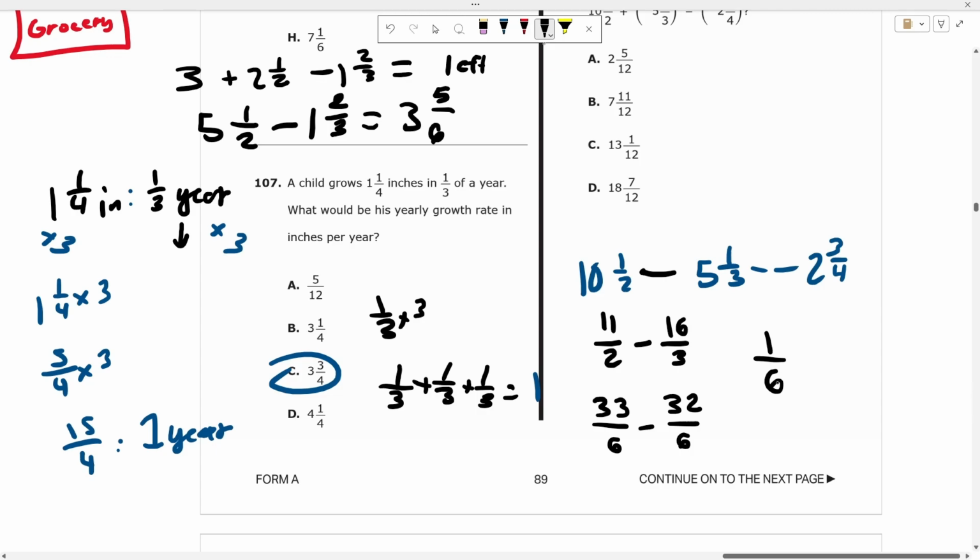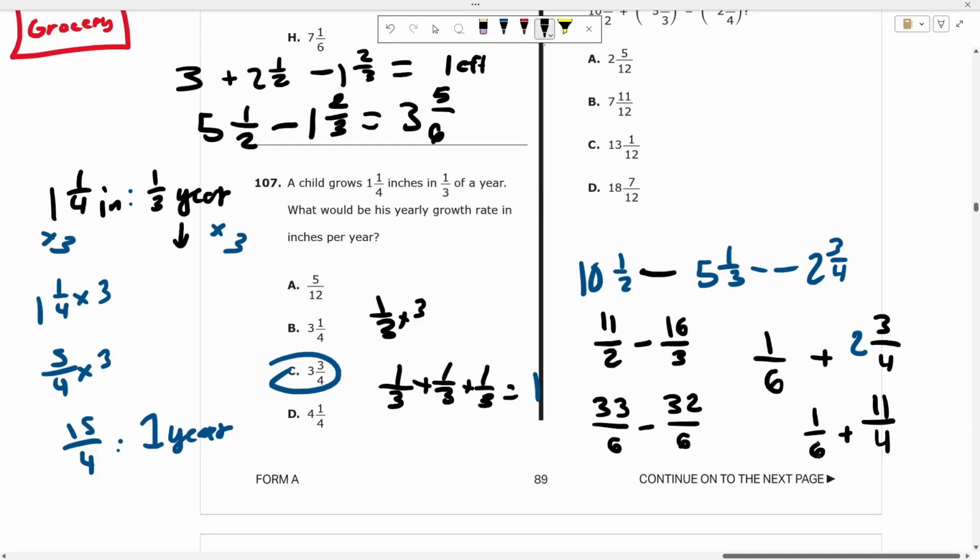Okay, now you have 1/6 minus negative 2 and 3 over 4. Again, we have another rule here. When you have a minus minus, that's actually equal to plus. So minus negative, these two form together to make a plus. So you have 1/6 plus 2 and 3 over 4. In order to do this, I need to convert this from a mixed number into an improper fraction. This is going to equal 11 over 4. So 1/6 plus 11 over 4.